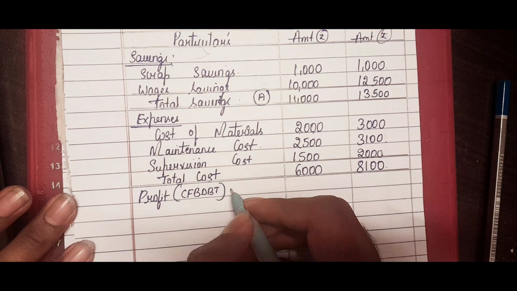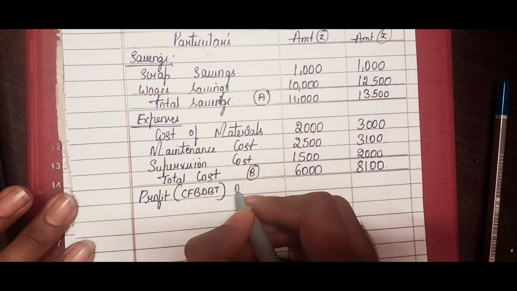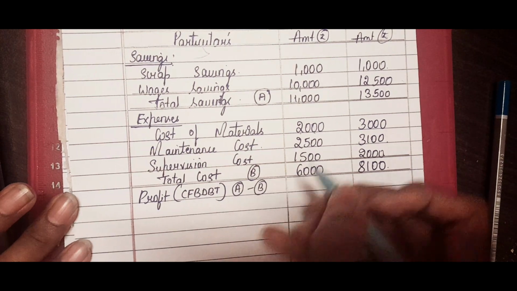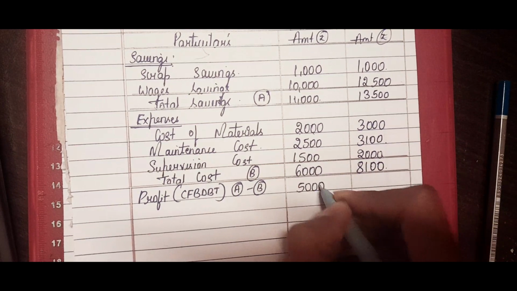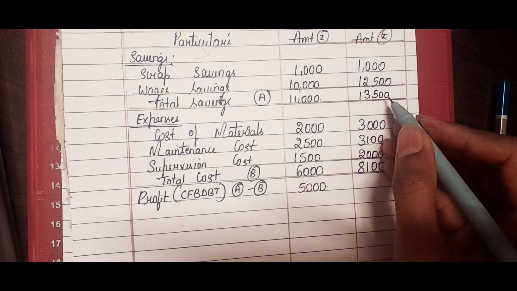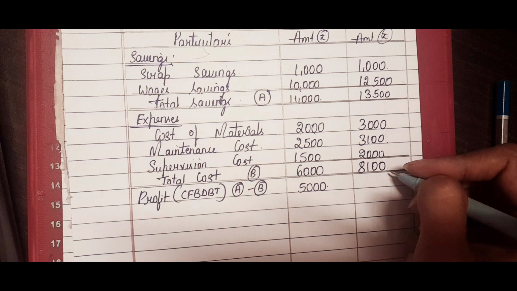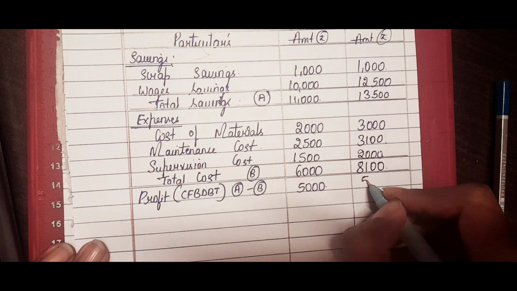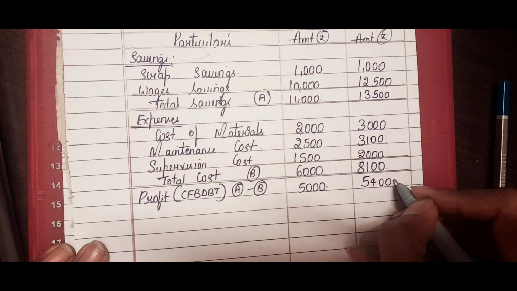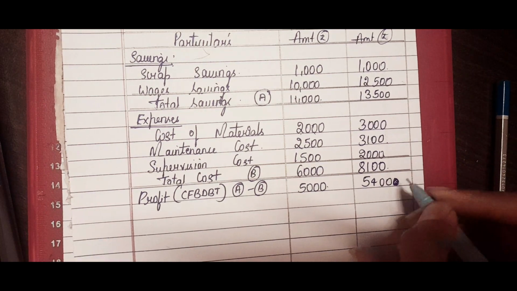It is CFBDBT. So this is B element. From A element subtract B element. So 11,000 minus 6,000 will be 5,000. 13,500 minus 8,100 will be 5,400. This is CFBDBT.